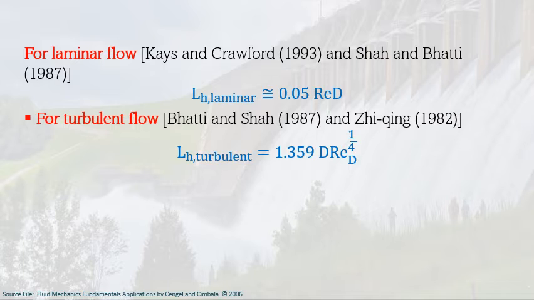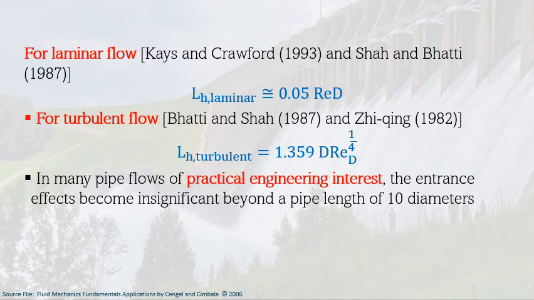So whenever you want to determine the length in the pipe wherein the flow is not yet established, where there are still changes, then you can use this formula, whether it is laminar or turbulent, in order to get the region in the pipe where the flow is not yet fully established, and the point or the region where the flow is expected to be fully established. Take note that this is very important in the design of piping systems. In many pipe flows of practical engineering interest, the entrance effects become insignificant beyond a pipe length of 10 diameters. Thus, for turbulent flow, we can write our hydrodynamic entry length as simply the product of 10 and the diameter of the pipe.